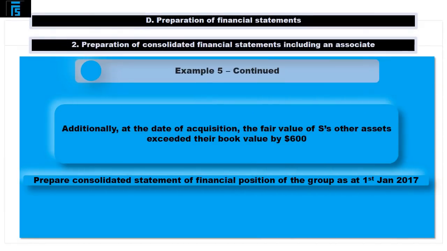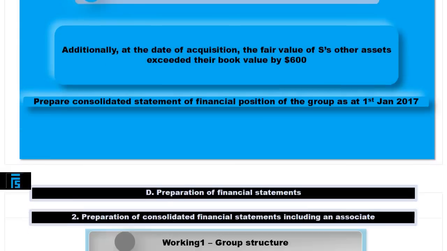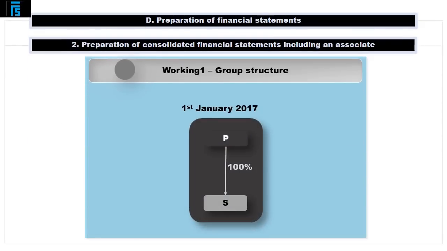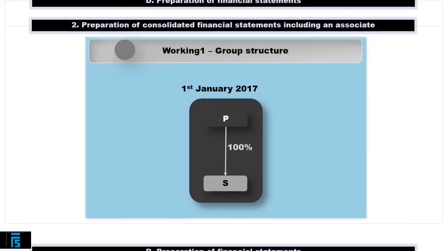Additionally, we are told that at the date of acquisition, the fair value of S's other assets exceeded their book value by €600. And our job is to prepare a consolidated statement of financial position as at the 1st of January, the date of acquisition. The first working concerns group structure, and we will once again write that P owns 100% of S.